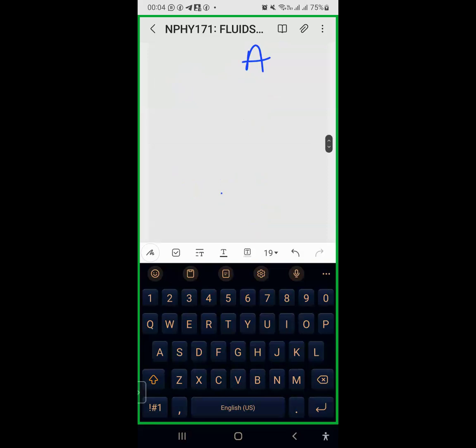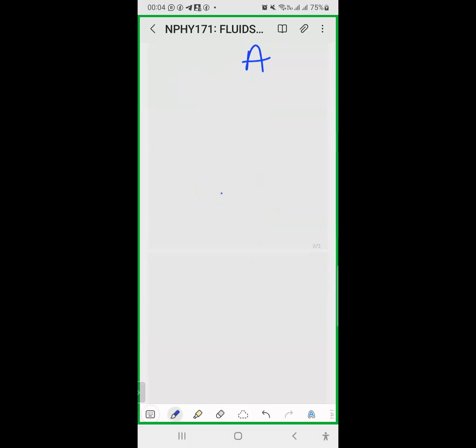We also have the gauge pressure. The gauge pressure is the difference between the actual pressure, which is also known as the absolute pressure at a point, and the atmospheric pressure. Mathematically, P gauge, which is the gauge pressure, equals P absolute, which is our actual pressure, minus P atmospheric, the atmospheric pressure.